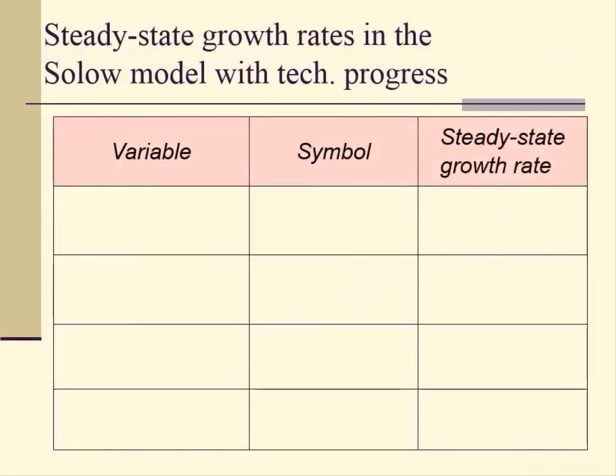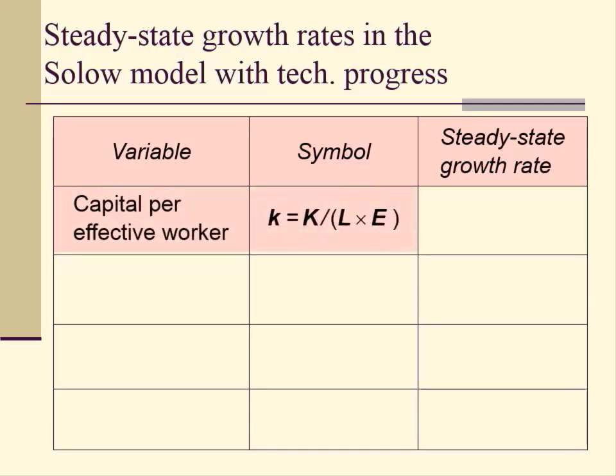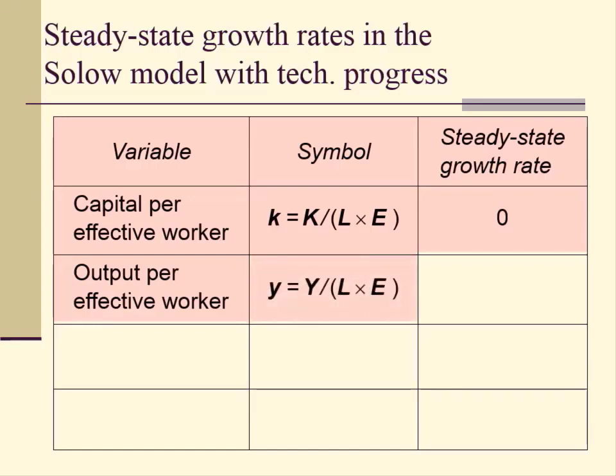Now this table shows each variable and the steady state growth rate of each variable. For example, capital per effective worker is defined as lowercase k equals uppercase K over L times E. In this particular case, at the steady state, the growth rate is 0. And output per effective worker is defined as lowercase y in this chapter, and that should equal Y over L times E. Also at the steady state, because it's a function of lowercase k, the growth rate is 0 by definition of steady state in this case.